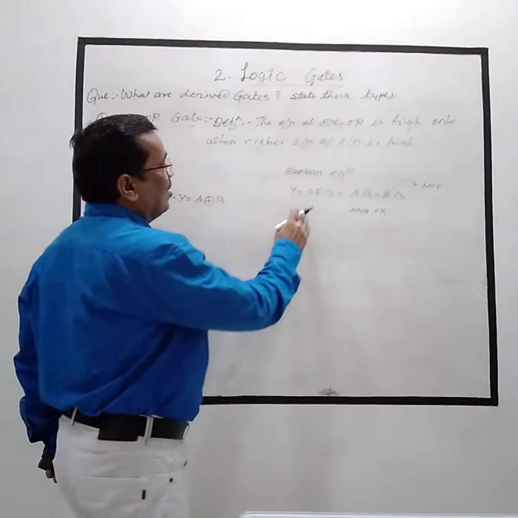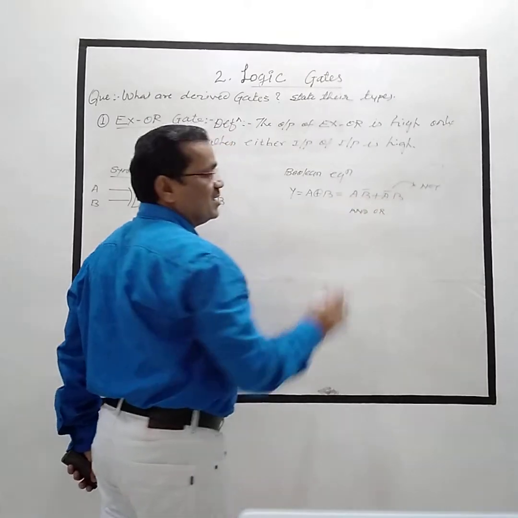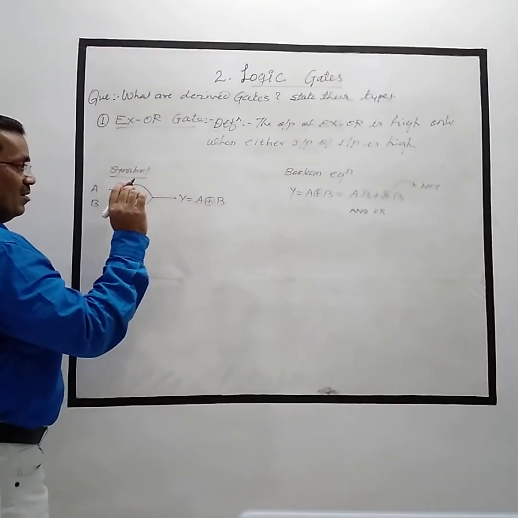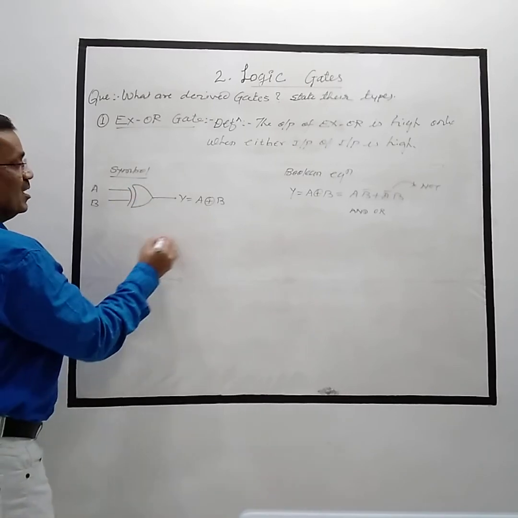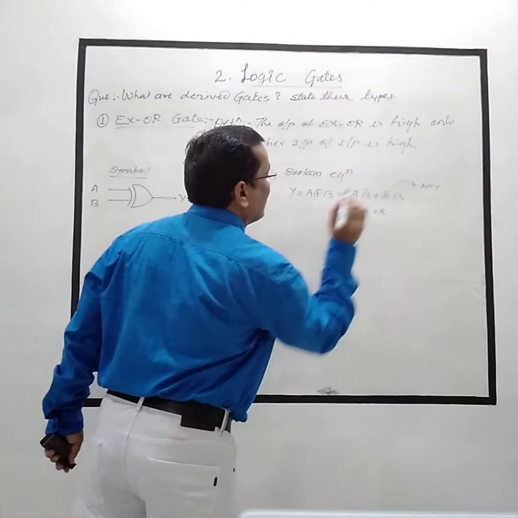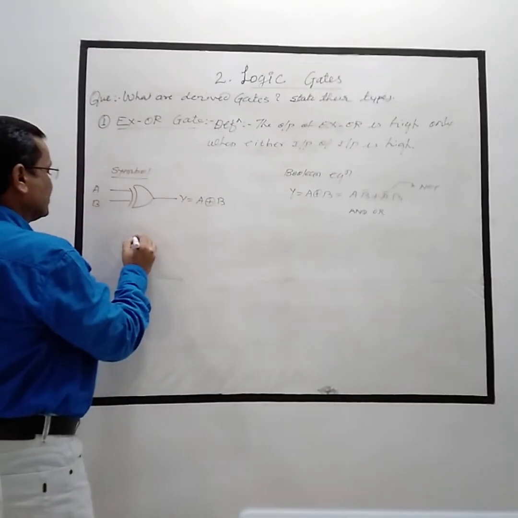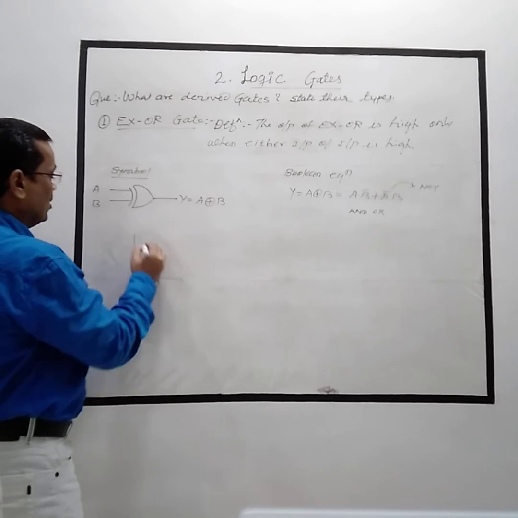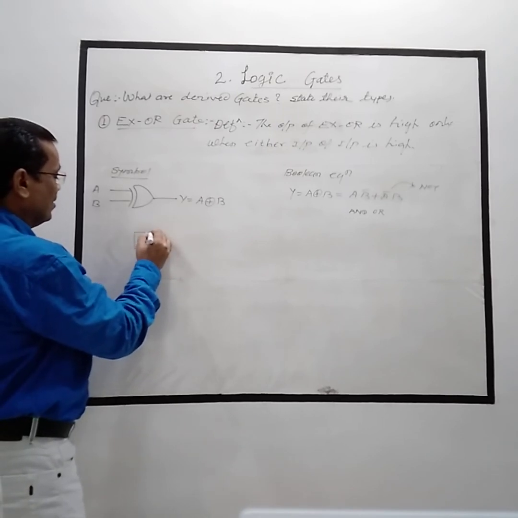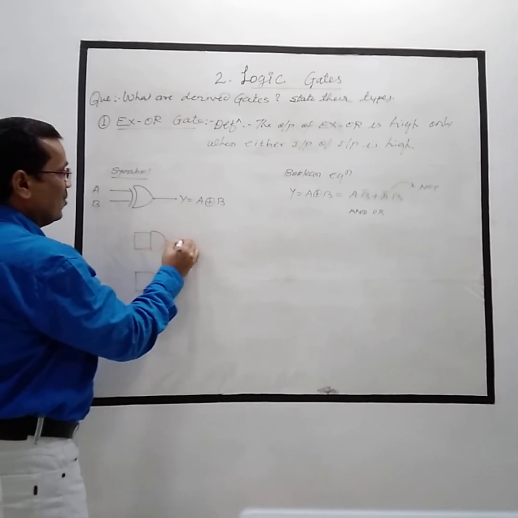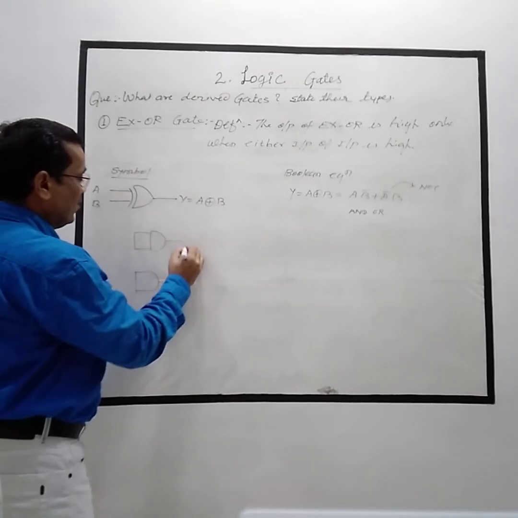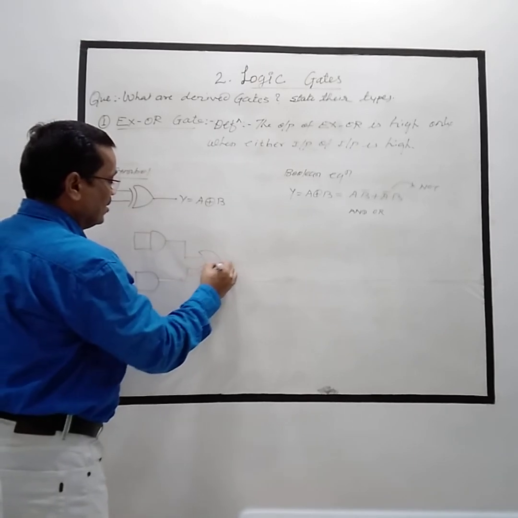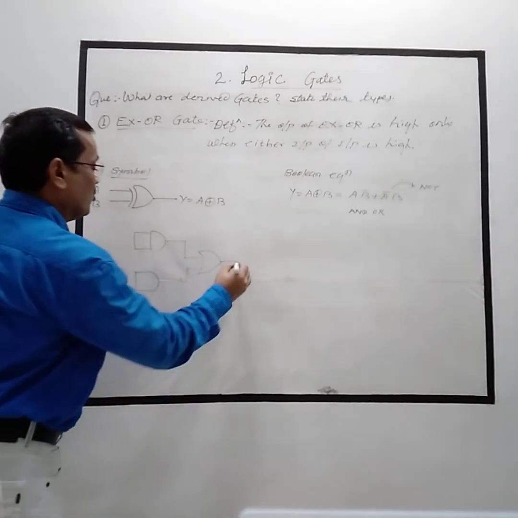So on the basis of this equation, one can draw the diagram. Here, two AND gates and one OR gate. Two AND gates are required, and one OR gate. Finally, the outputs of the AND gates are given to the OR gate, and it is the final output Y.